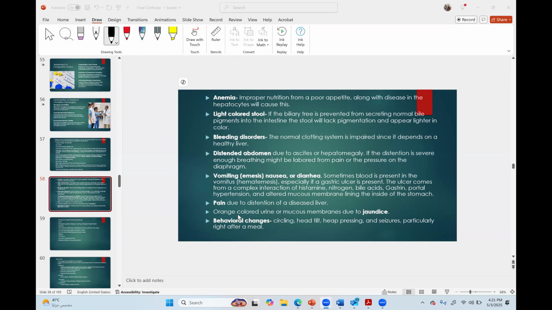Okay. Which medication causes orange colored urine? There is a medication which causes orange urine. Yes, anti-TB, rifampicin. Yeah, this we don't forget. This is in our childhood memory. Am I right, Vajiha? Yes, sir. Okay.